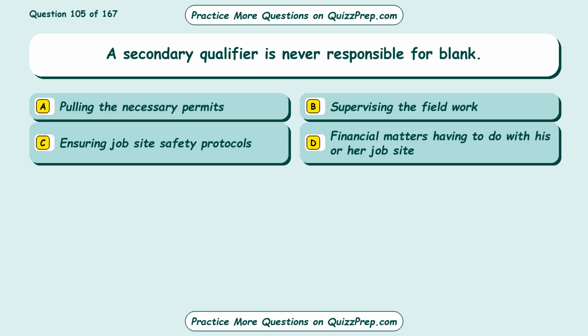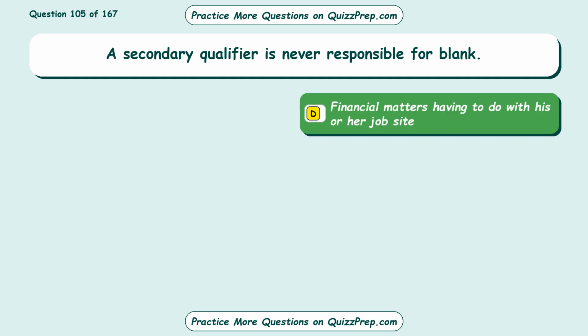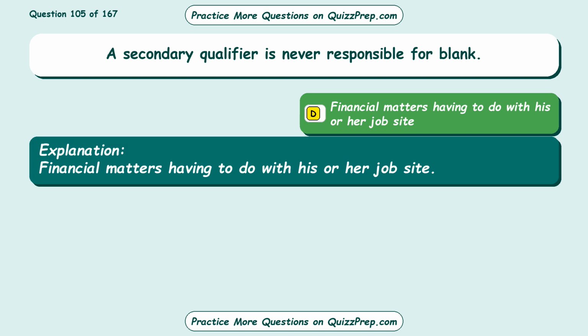Question 105. A secondary qualifier is never responsible for blank. Option A, pulling the necessary permits. Option B, supervising the field work. Option C, ensuring job site safety protocols. Option D, financial matters having to do with his or her job site. The correct answer is option D, financial matters having to do with his or her job site.